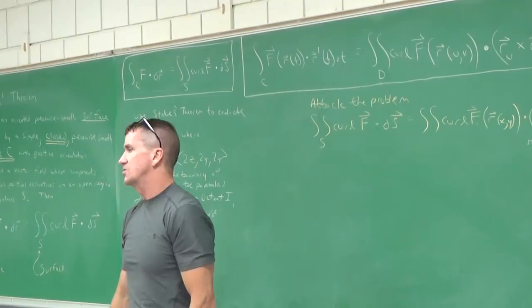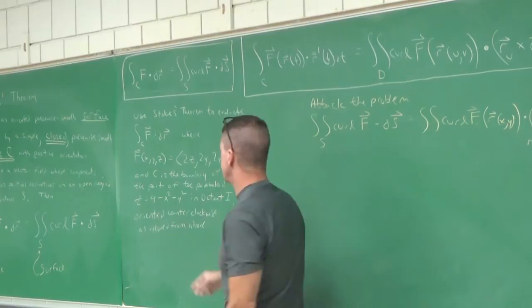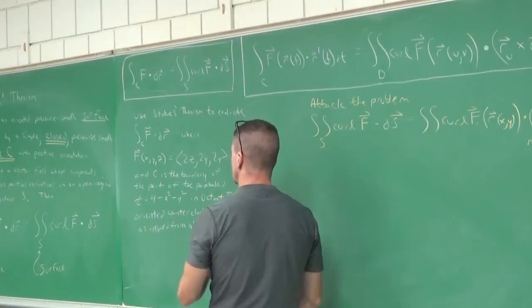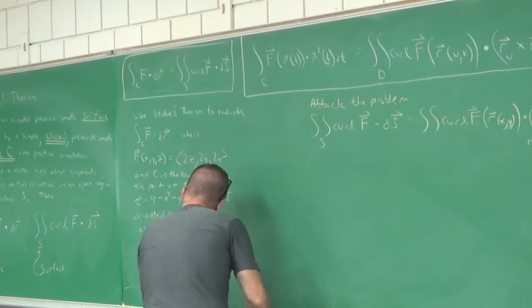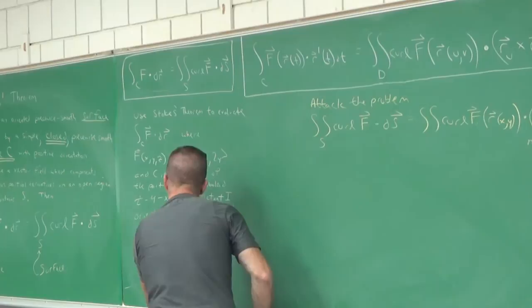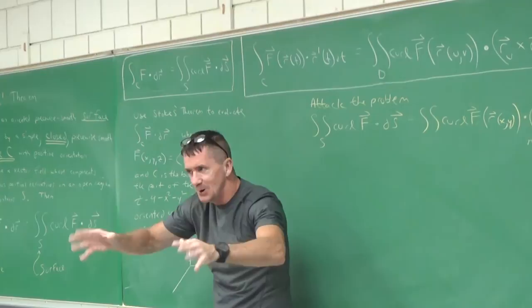So can you help me draw this? C is the boundary of the part of the paraboloid z equals 4 minus x squared minus y squared in octant 1. A paraboloid, didn't it just shift up 4 notches? And then the minus x squared minus y squared makes it flip over? Good, that's what's happening here. Here's this windsock, shifted up like that, coming down like this.